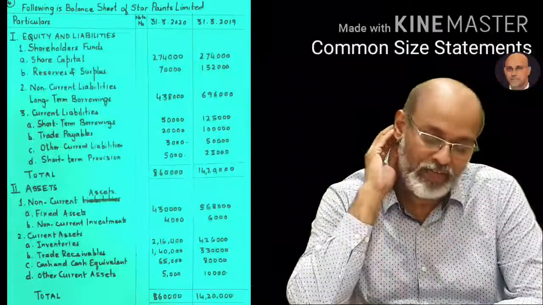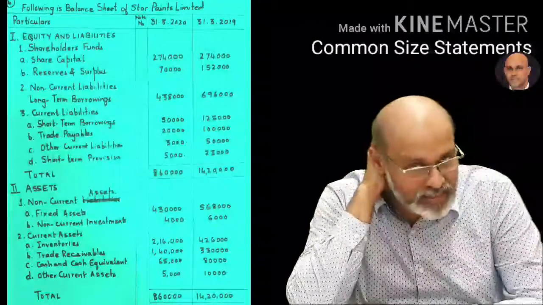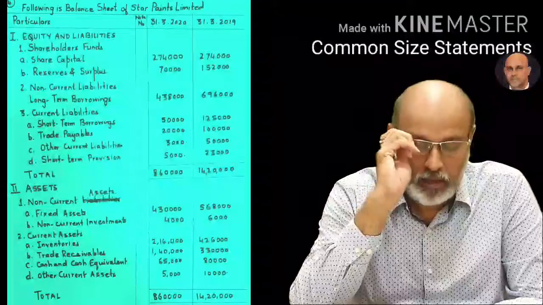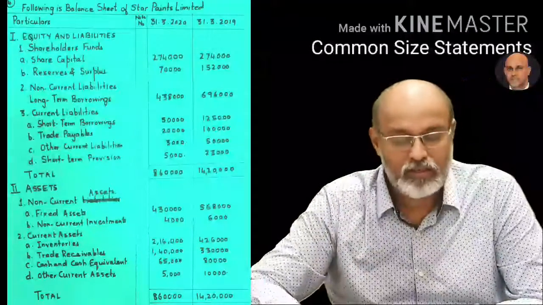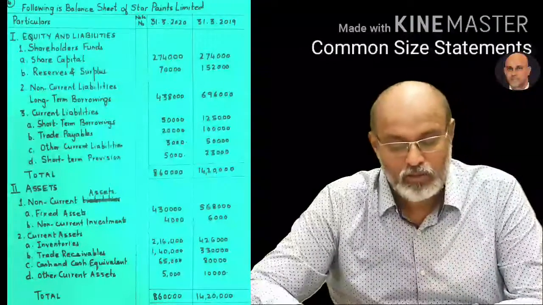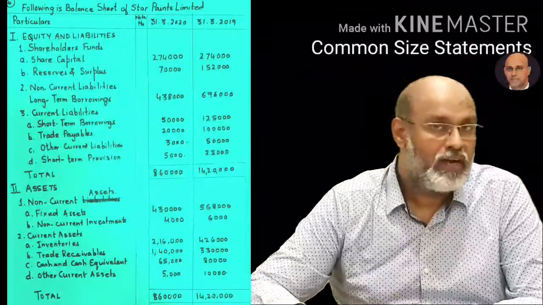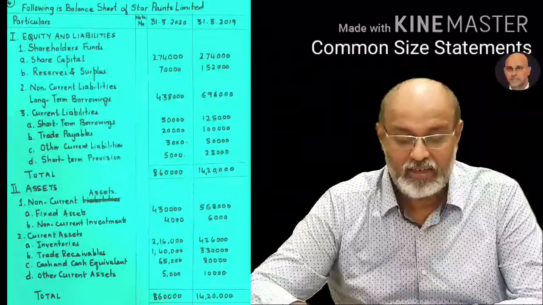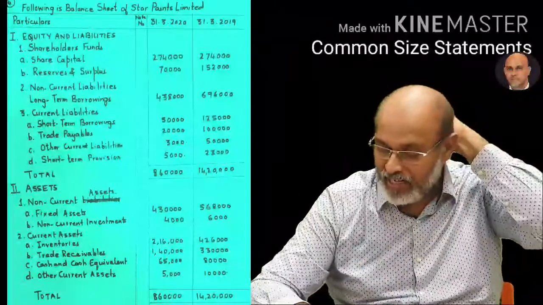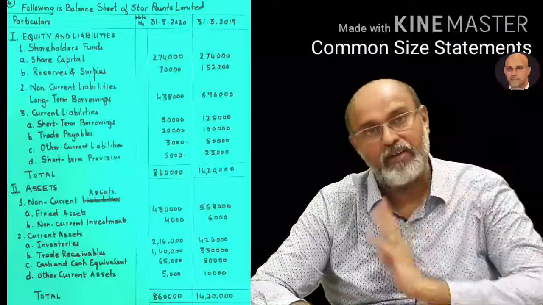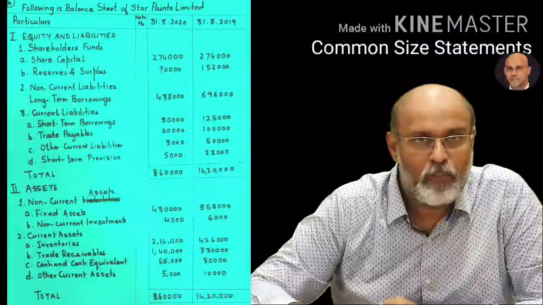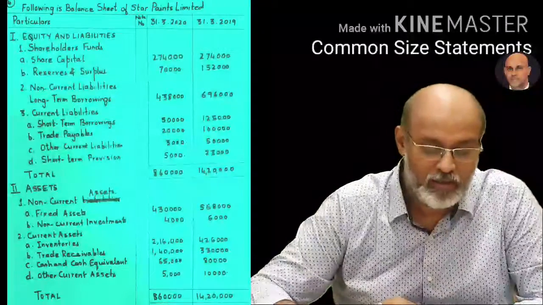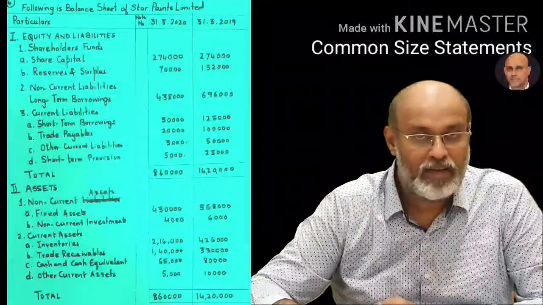So 2,74,000 divided by 8,60,000 will give you 31.86%. Coming to the next, it is reserves and surplus, which is 70,000. So it is 70,000 divided by 8,60,000 multiplied by 100. That is 8.14%. After which we will go to the bank loan.